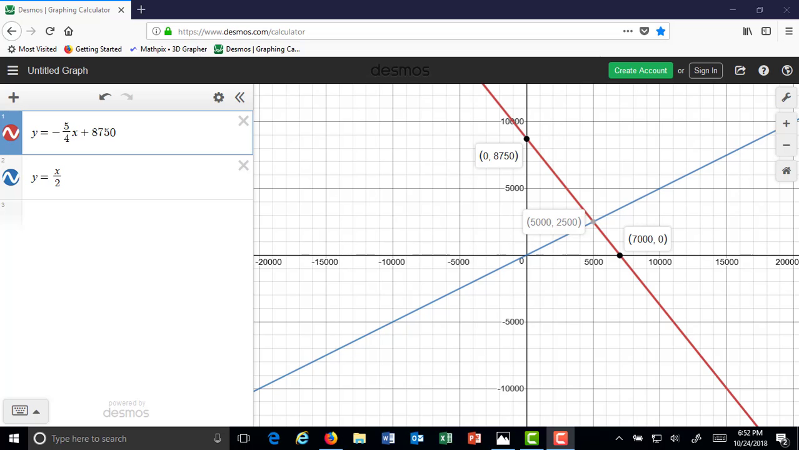So, as a matter of fact, you can actually sketch it that way. You could solve for x in terms of y and it would still work, but then we can't tell what the slope is.